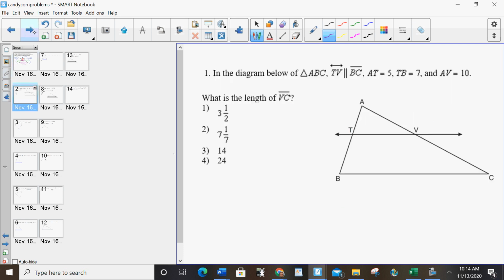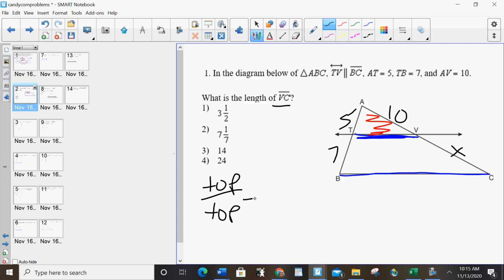So let's take a look at the first example. I see a candy corn. Candy corn, bases separate. Let's put the information into the picture. AT is 5, TB is 7, AV is 10. It's asking for VC. Bases separate. Are the bases involved in this question? Are the bases labeled with anything? No. If there are no bases, put the top over top, the side over side, and the bottom over bottom.